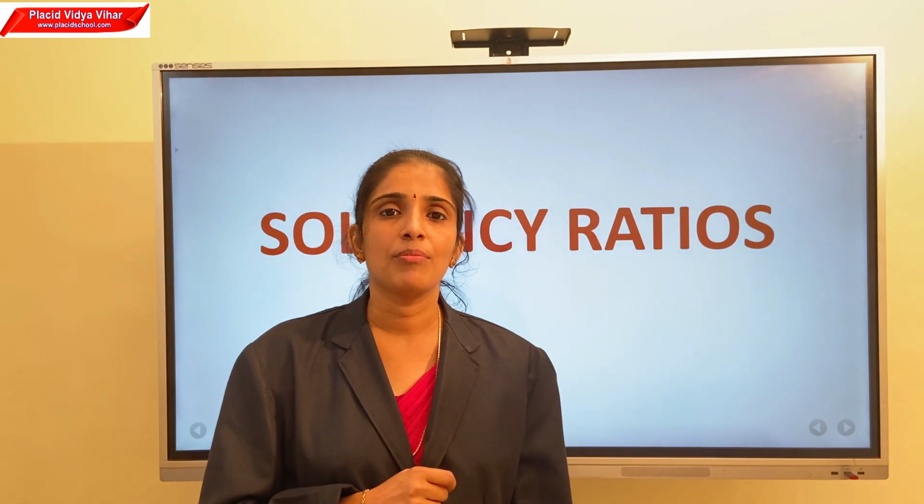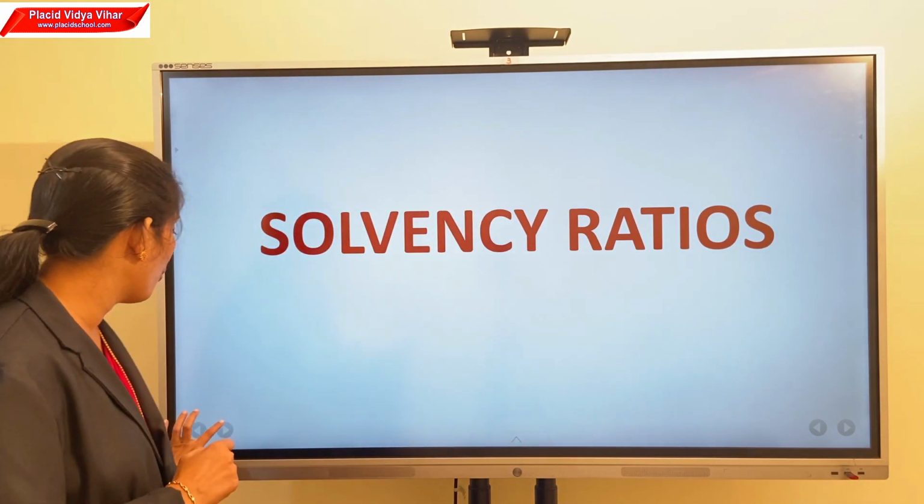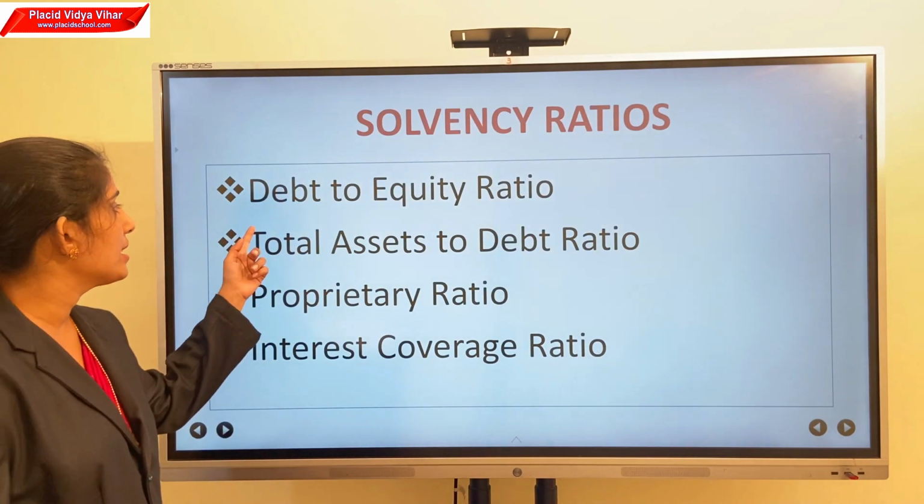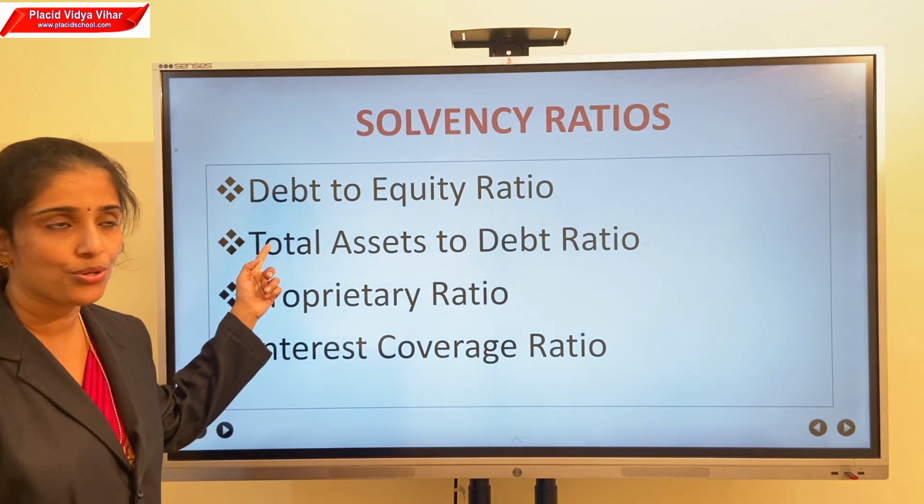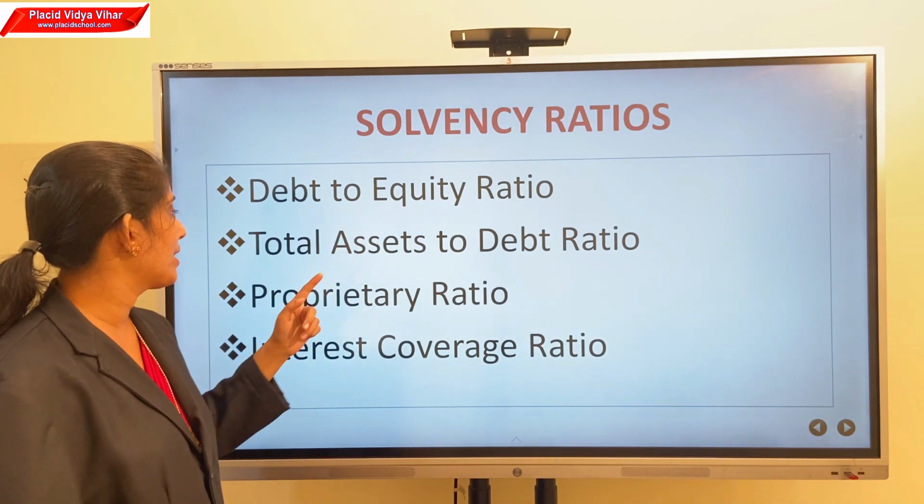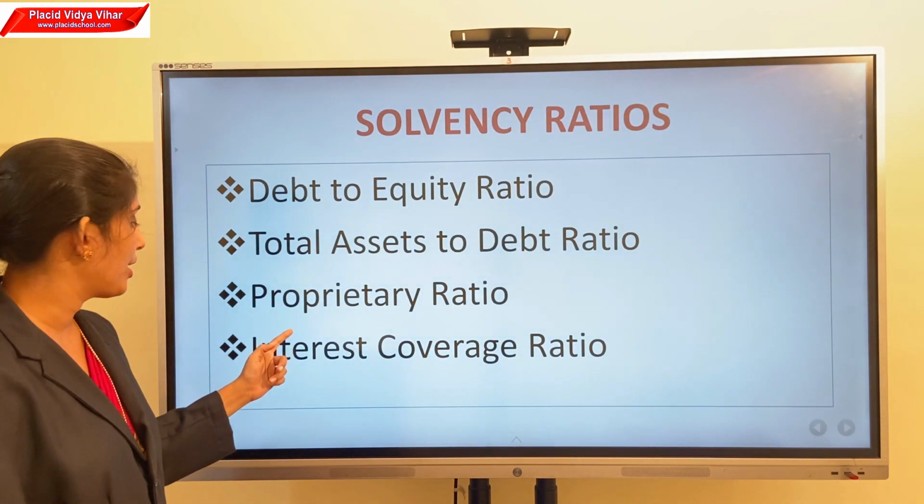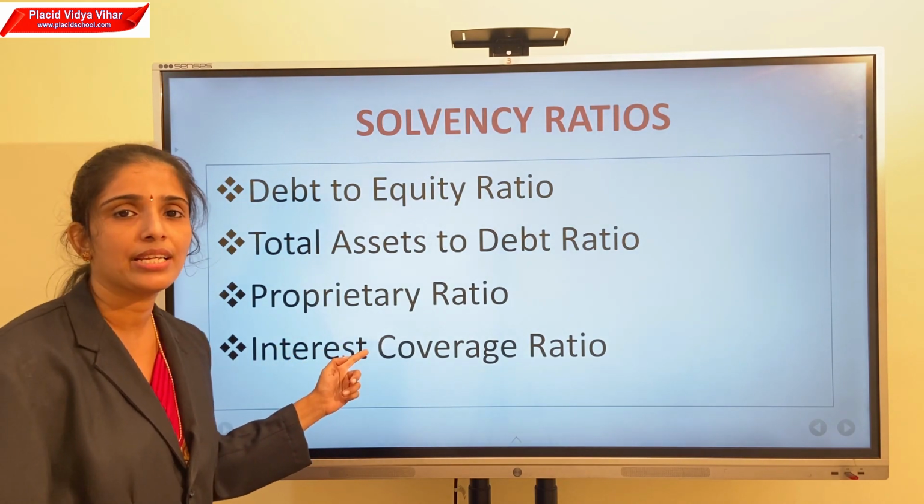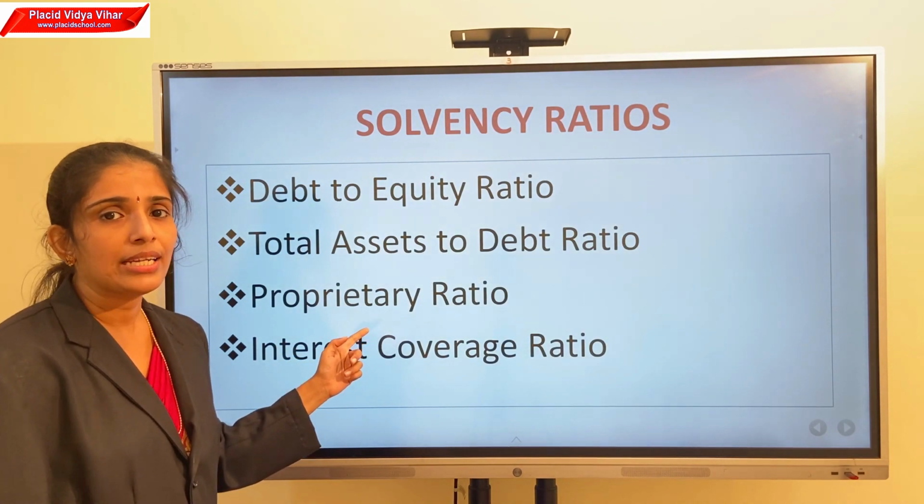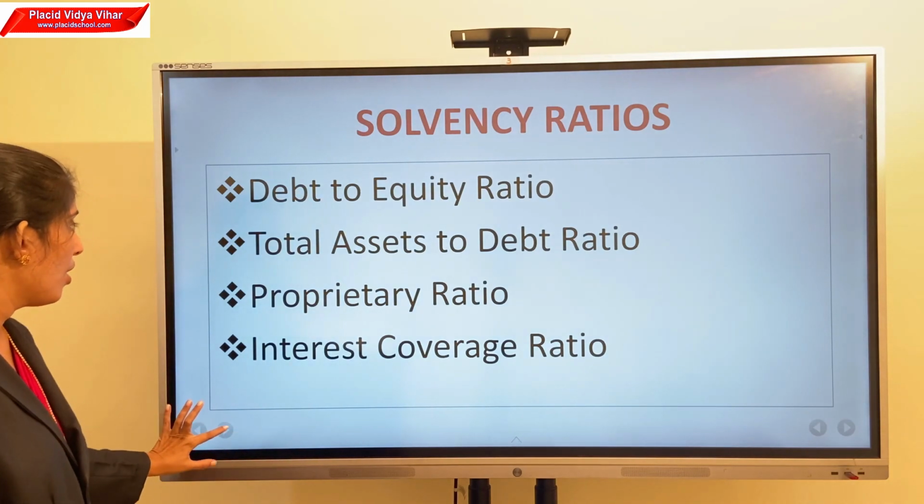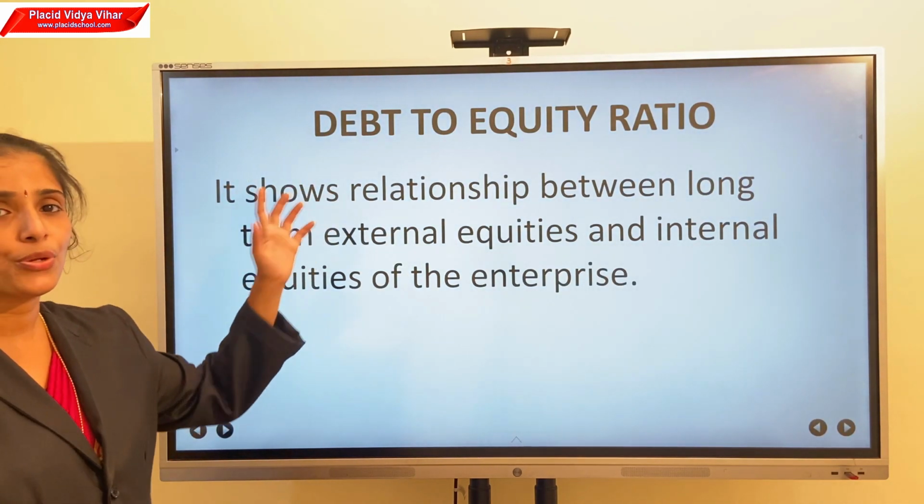Solvency ratios are mainly classified into four categories. That is, there are four types of solvency ratios: debt to equity ratio, total assets to debt ratio, proprietary ratio, and interest coverage ratio. Let us discuss them in detail. First one, debt to equity ratio.